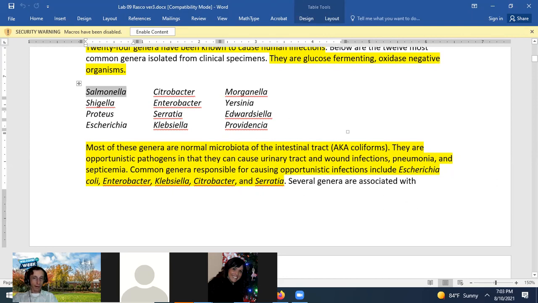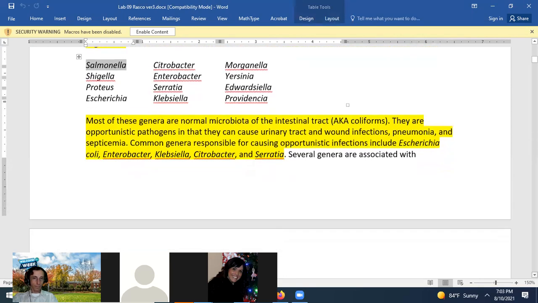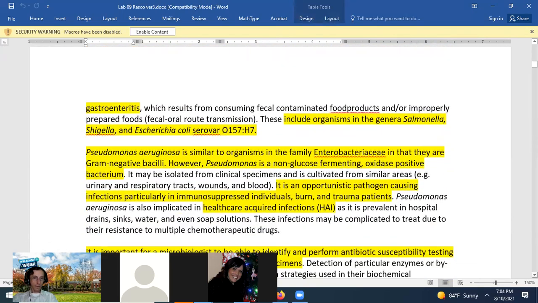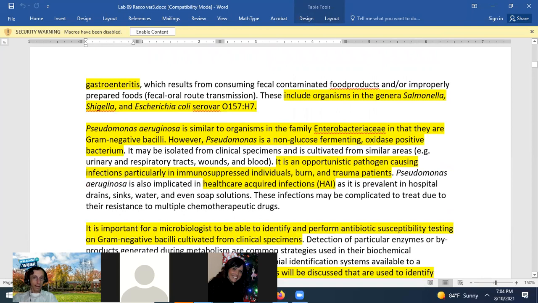Several of these genera are associated with gastroenteritis, and here they are frank human pathogens. These include the genera Salmonella, Shigella, and certain variants of E. coli, like E. coli serovar O157:H7. Any question about any of that?